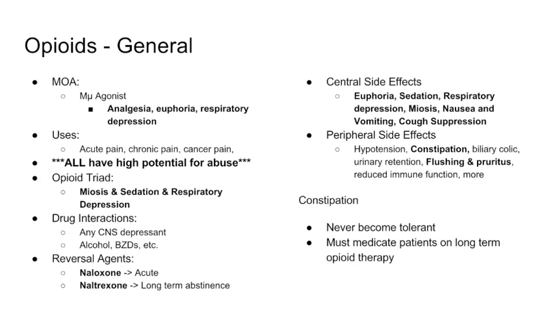Just a key point about the constipation side effect. You'll hear some attendings say eventually you'll become tolerant to the effects of opioids causing you to be constipated. This is incorrect. All patients who are on high dose or chronic doses of opioid medications need to be on stool softeners and laxatives to ensure that they don't become constipated. They will never become tolerant of the constipating effects of opioids. So, very, very important summary slide for all things opioids.